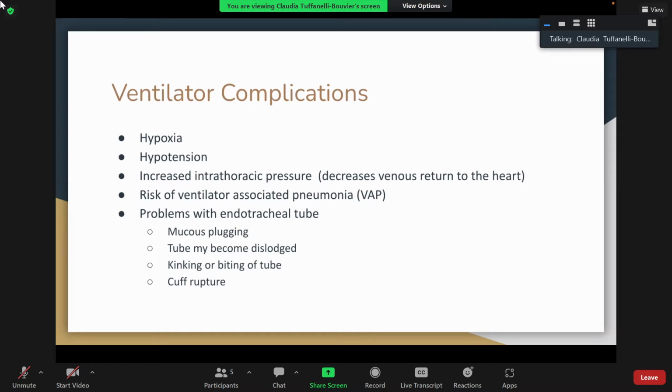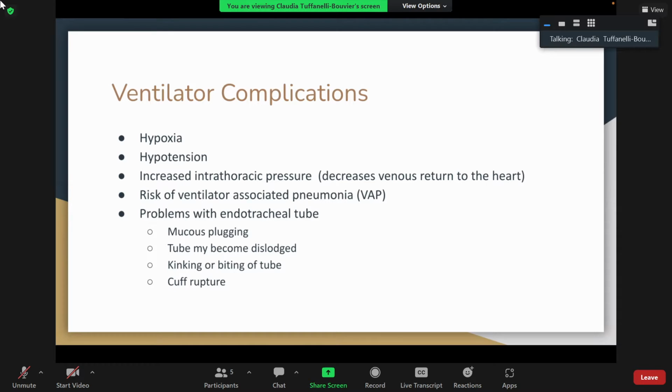You can get mucus plugging, so the tube can become full of mucus. Pretty easy one to address. A lot of times your respiratory therapist is going to be doing prophylactic suctioning on these patients. The ventilator will usually give you a warning that there's an obstruction in the tube. So just look for that.